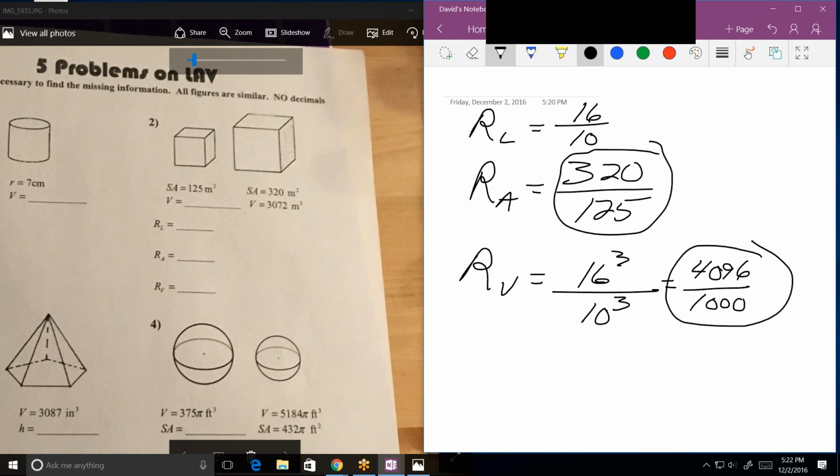So if we know that's our volume ratio, and we know the volume of the big is that, how do we get the volume of the little? Let's always set up a ratio. In other words, 4096 is to 1,000 as what?